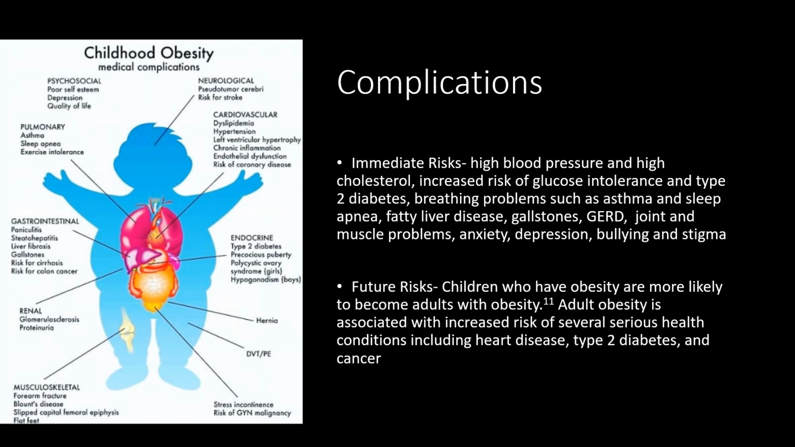Children who have obesity are more likely to have high blood pressure and high cholesterol, which are risk factors for cardiovascular disease, increased risk of impaired glucose tolerance, insulin resistance, and type 2 diabetes. They may have breathing problems such as asthma and sleep apnea, joint problems, and musculoskeletal discomfort. Also can develop fatty liver disease, gallstones, and gastroesophageal reflux.